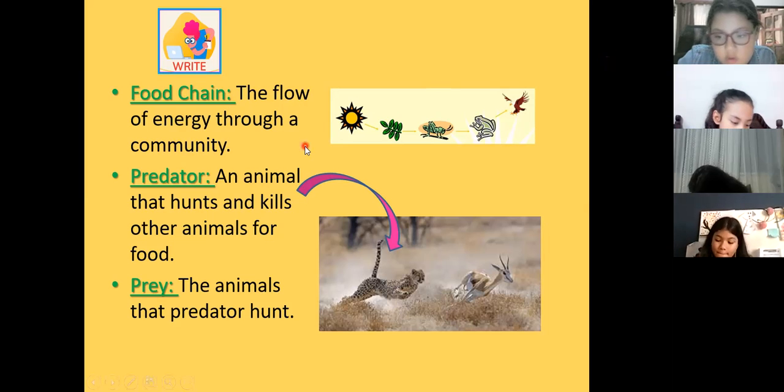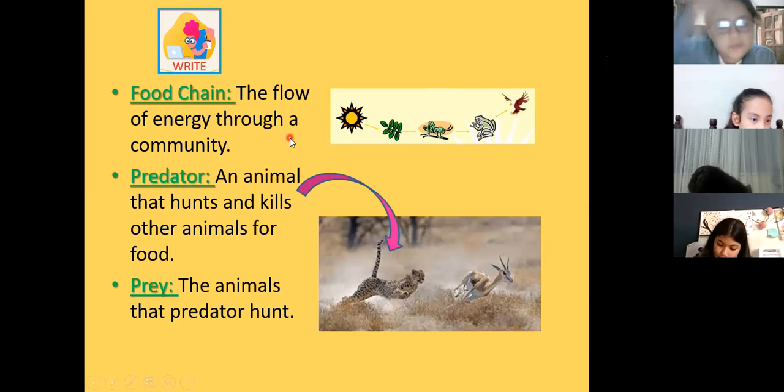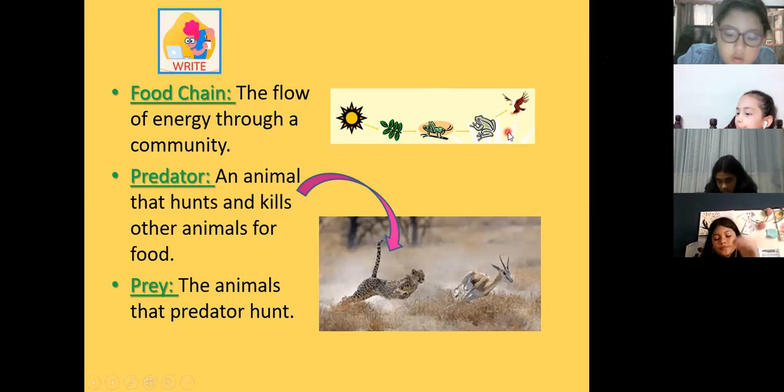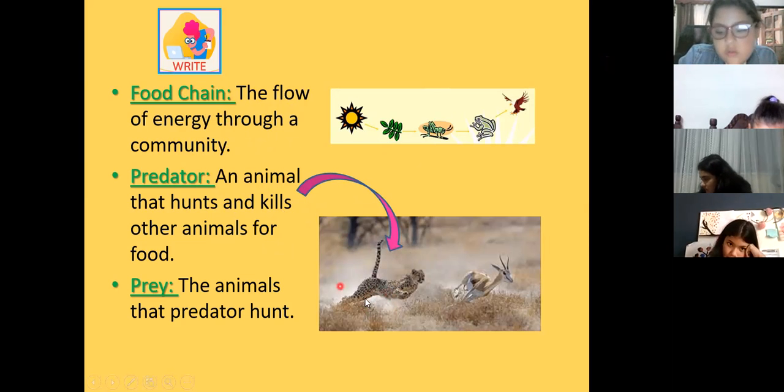Thank you, Colette. Okay, let's copy what is a food chain. Remember the food chain, you have here the example. It's a flow of energy through a community. You can write it or you can write your own example of the food chain. A predator is an animal that hunts and kills other animals for food. Look at this example here. This is the predator and this is going to be the prey, the animal that the predator hunts. This is the prey.